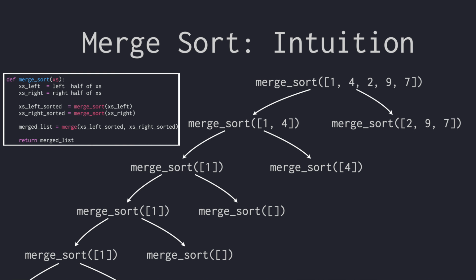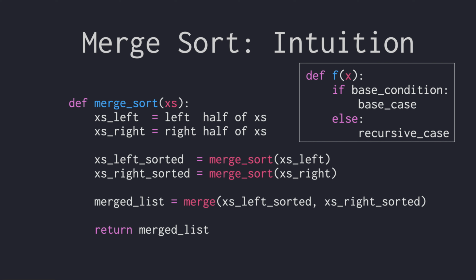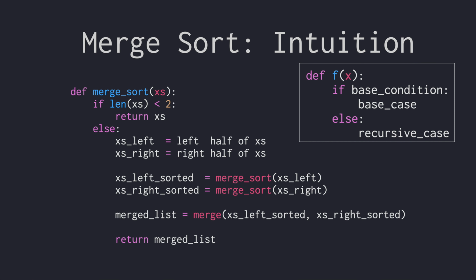So to fix this issue, let's write a base case. Here is the same algorithm from before, and on the top right is just a reminder that most recursive algorithms look like that. So we're going to modify our code slightly to fit it into that pattern. And here it is. What's in the else block is exactly the same as what we had from before. The only thing we added is: if length of x's is less than 2, return x's.